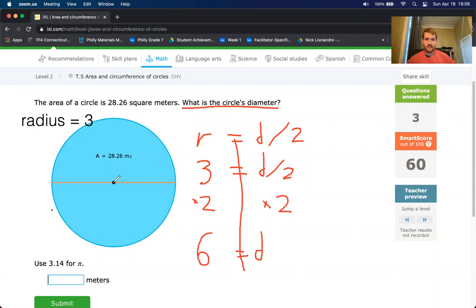Remember, the radius is the distance from the center to the edge. That's 3. The diameter is the distance all the way across, so it's always double the radius. So 6 makes sense because 6 is double the radius. So that was a complicated problem. We had to use a couple different formulas, but you are definitely capable of doing it. Just take it one step at a time, figure out the radius, figure out the diameter, figure out whatever you need to figure out. Make sure you're reading the question carefully and using the formulas that we have access to.